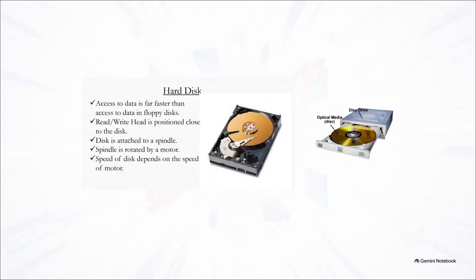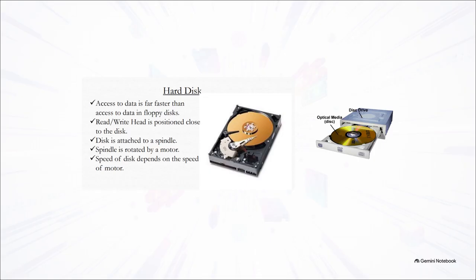Now let's jump over to the other side of the tree, secondary memory. I want you to think of these as heavy steel filing cabinets. Take the hard disk. It literally has a physical disk attached to a spindle, rotated by a tiny motor, and read by a head positioned incredibly close to the disk's surface.